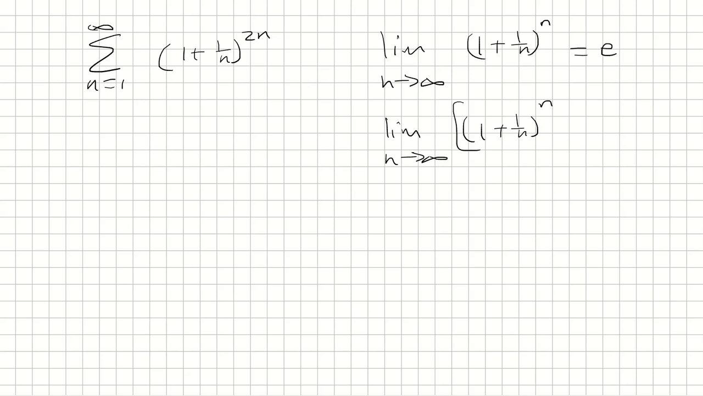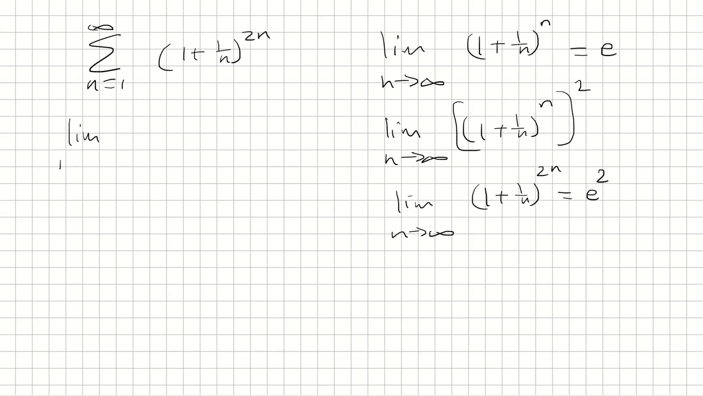when I take this and square it, that's the same thing as saying we just multiply the exponents. So it'd be 2n. So this will just be e squared, because you're just squaring e. Now, if you want me to show how to do that, let's go through the steps.